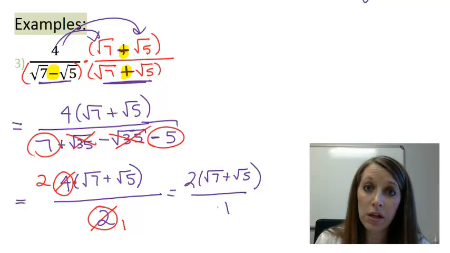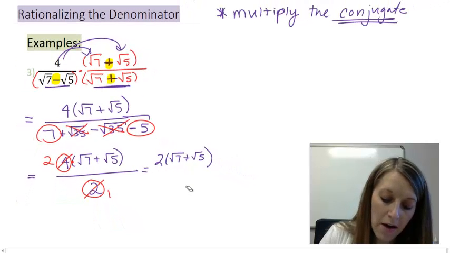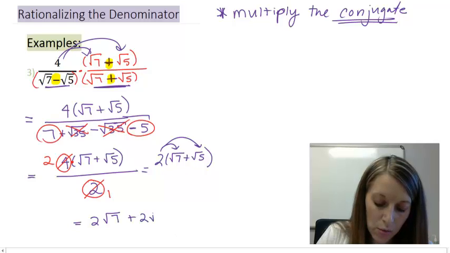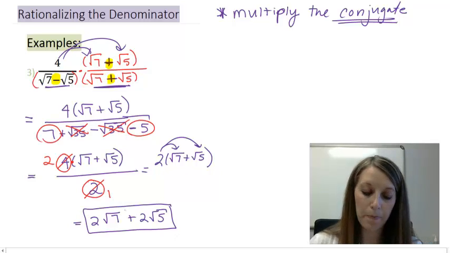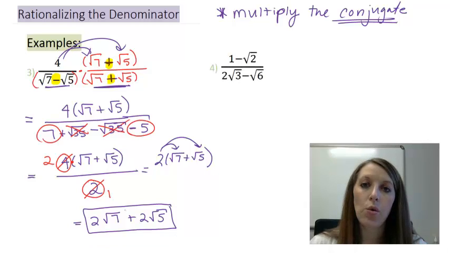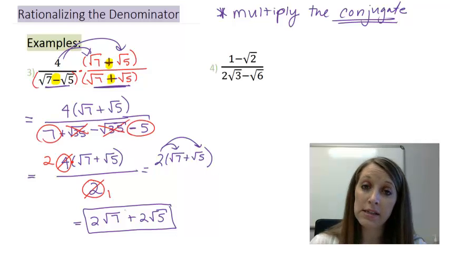But we know we don't ever leave it in that form because that's not simplest form. So all we have left to do here is now I can distribute the 2. So my final answer is 2 root 7 plus 2 root 5. And I know that I cannot combine them because my square roots do not match. So we see the process is to multiply by the conjugate and then simplify using any techniques that we've learned up until this point.